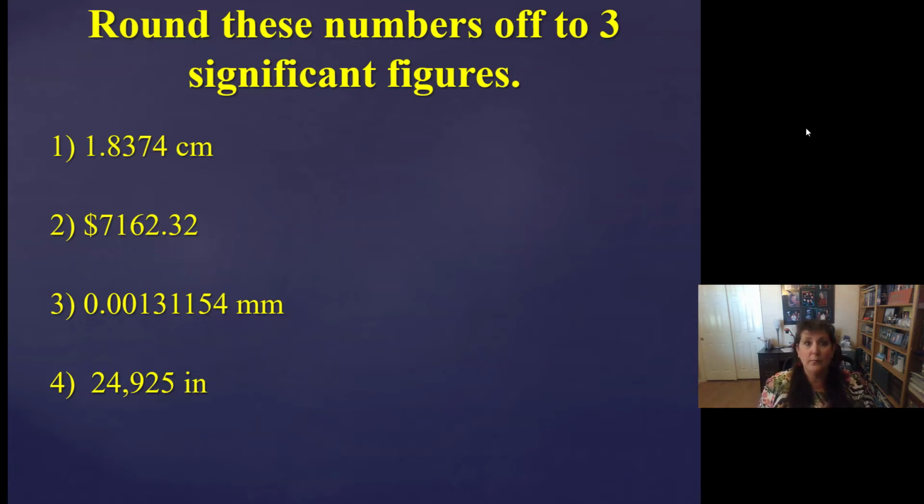7160. Don't put a decimal point. Okay, we don't need that. Just 7160 is rounded to 3 sig figs. See, the 0 doesn't count. It's at the end being a placeholder 0.